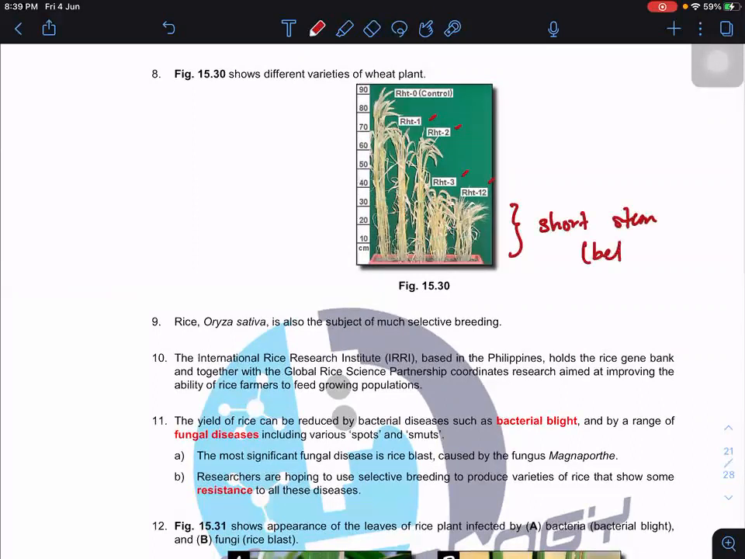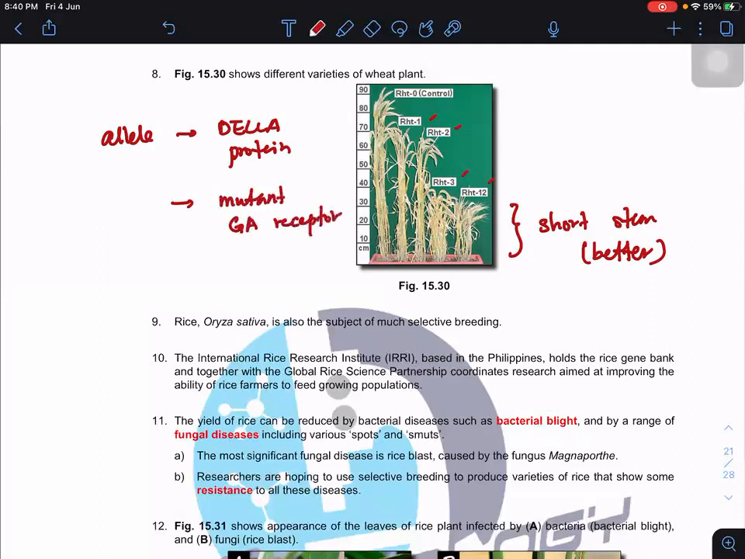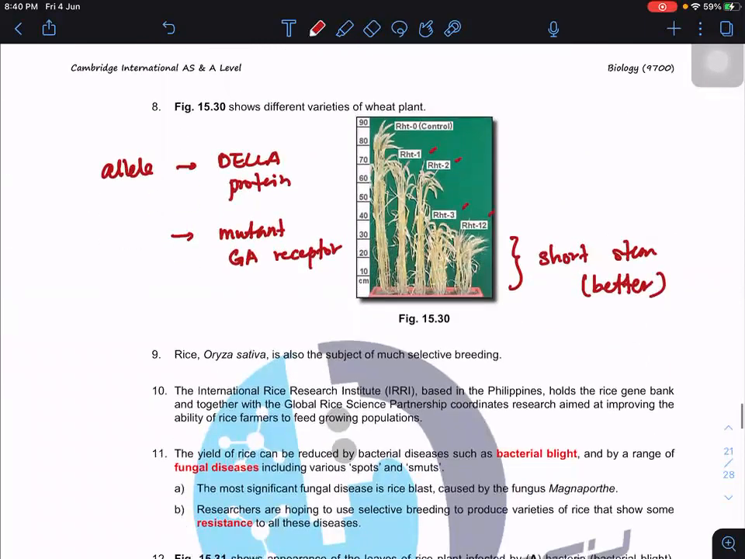So better. So how do we do this? We introduce, okay? We introduce what? We introduce the allele that codes for the DELLA protein. Or we can actually introduce an allele that codes for what? Code for the mutant gibberellin receptor. Okay? Or no receptor. Mutants or no receptor. So for this part, please go and check out about the gene control. When we talk about the DELLA protein, it's very important, guys.